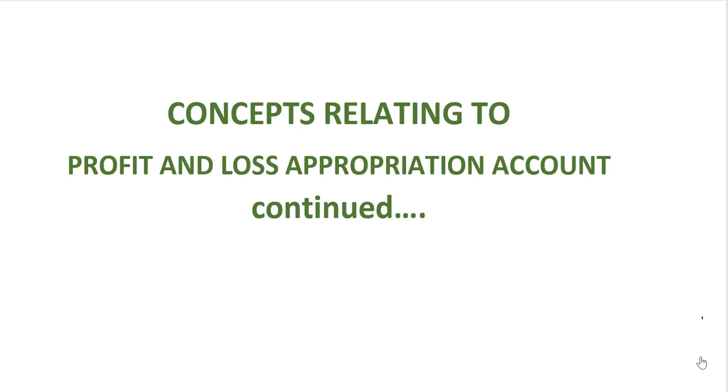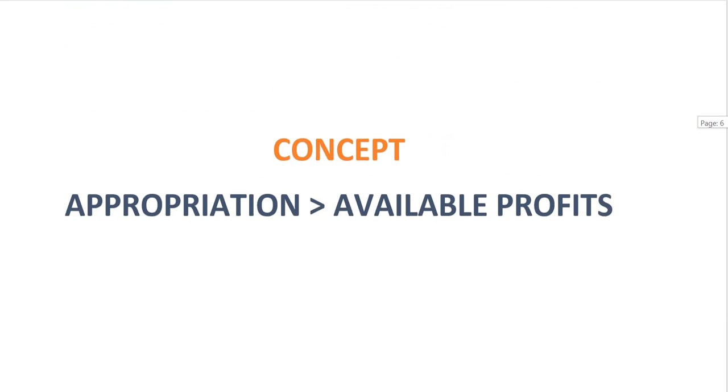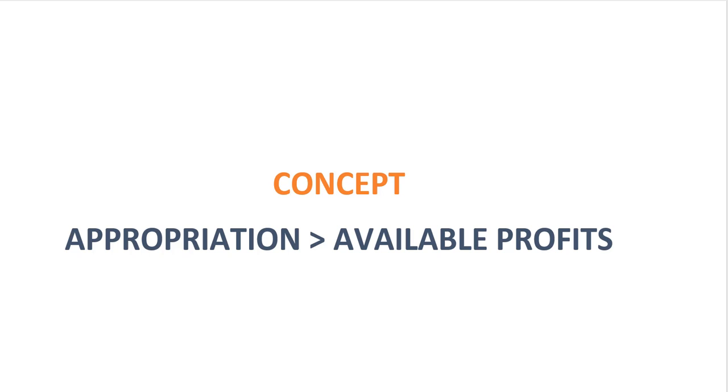Hi, this is a continuation video of illustrations explaining concepts relating to the profit and loss appropriation account. We've learned what an appropriation is and the fact that an appropriation can be made only if there are available profits and also only to the extent of the profit which is available. Also, appropriation cannot be made when there is a loss.